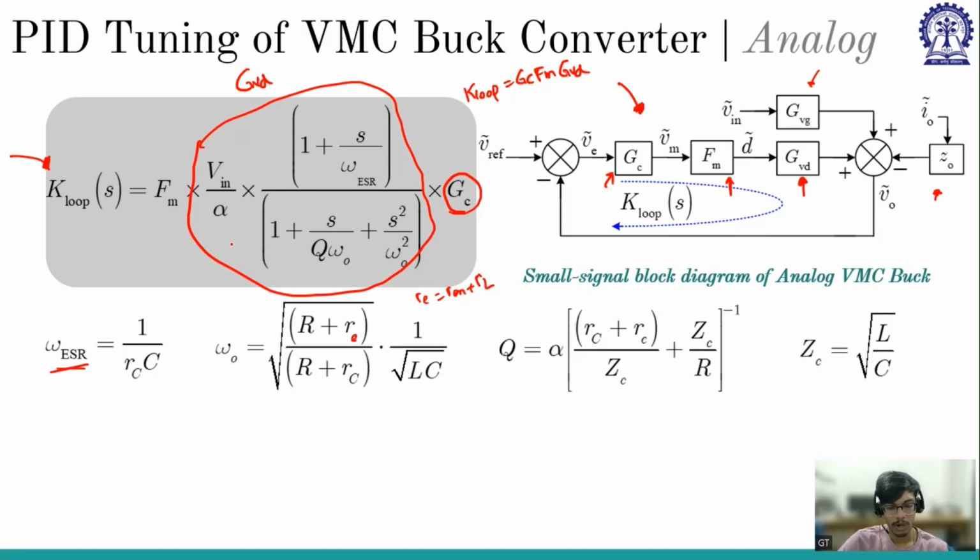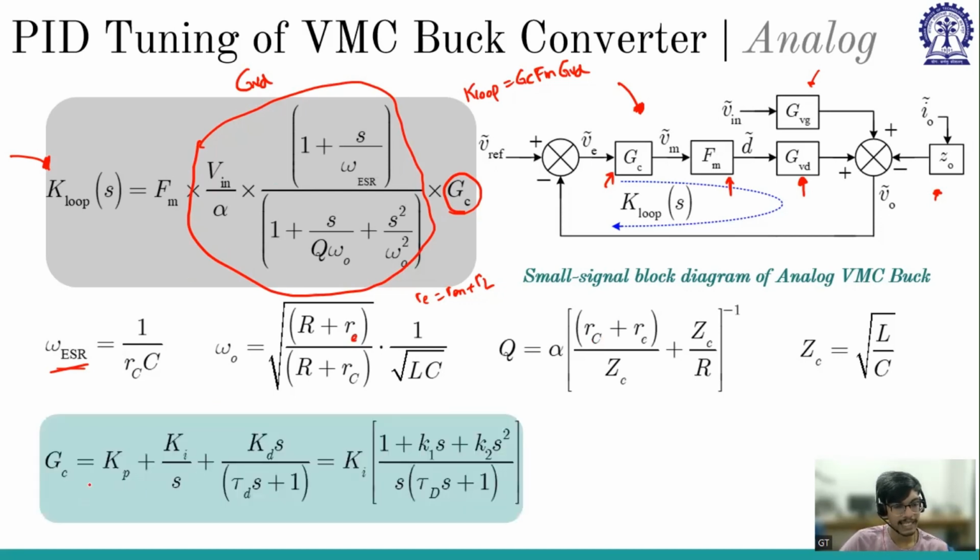So this is my K loop of S. And GC, this is continuous time, right? So we are in the analog domain. So Kp plus Ki by S plus Kd S by tau d S plus 1. If you take the denominator common and write everything in the numerator, we will get this expression.